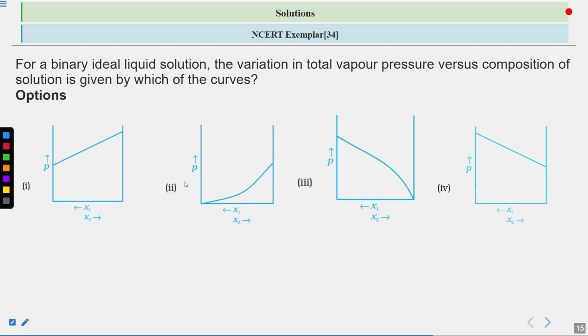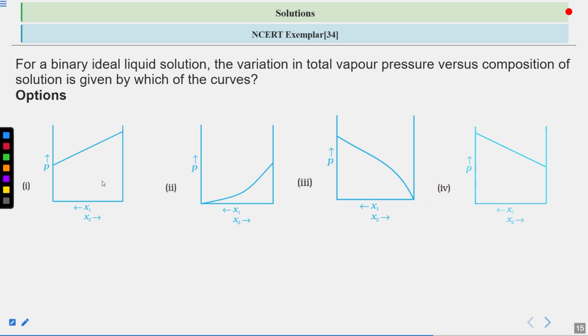Okay, so this question asks that for a binary ideal liquid solution, the variation in the total vapor pressure versus the composition of the solution is given by which of the curves? We have 4 different curves in our options: first, second, third, and fourth. You have to tell which curve represents a binary ideal solution and the variation in the total vapor pressure versus the composition of solution.